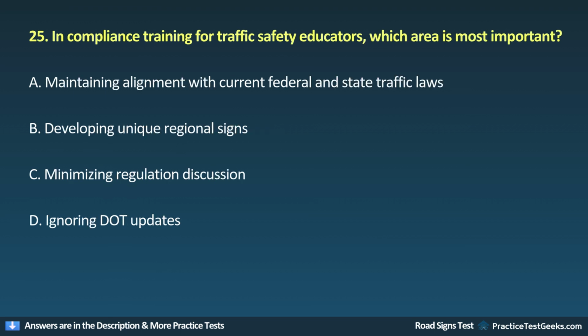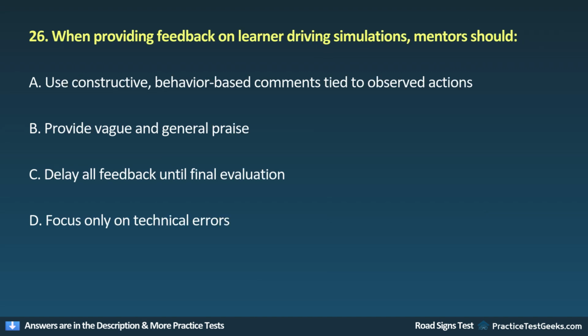25. In compliance training for traffic safety educators, which area is most important? A. Maintaining alignment with current federal and state traffic laws. B. Developing unique regional signs. C. Minimizing regulation discussion. D. Ignoring updates.